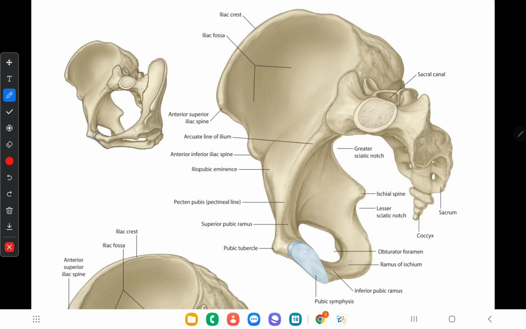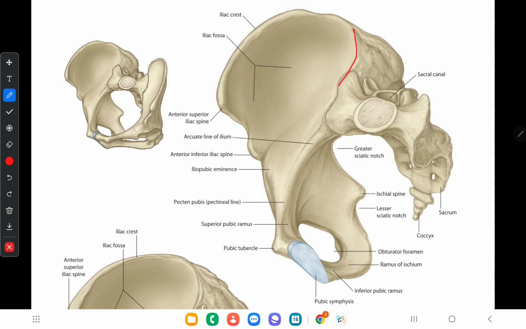Then the iliac fossa. This is the iliac fossa. You can see it is smooth and concave. It presents a nutrient foramen about the posterior-inferior part, roughly in this area.